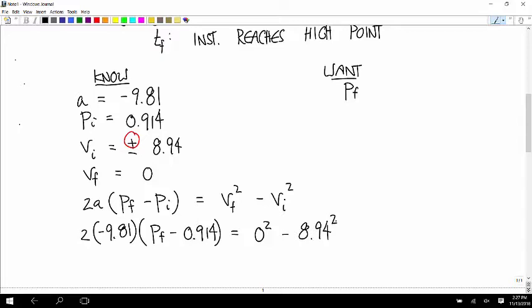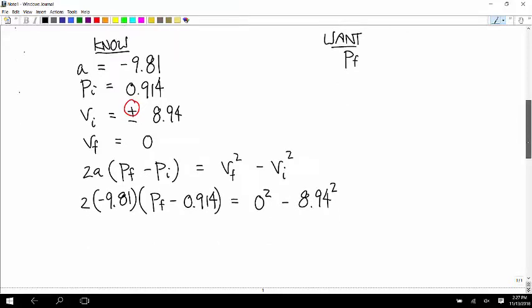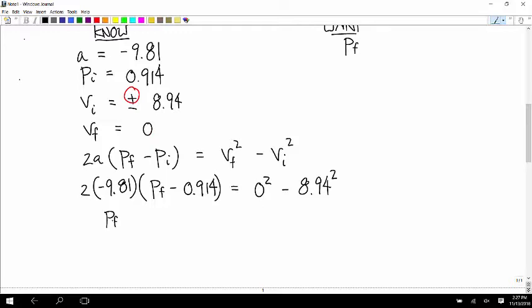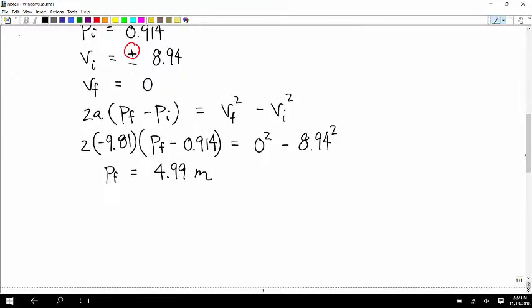And if you solve this for PF, you get PF is equal to 4.99 meters. So 16 feet or so. And then you are asked for this height in miles and in scientific notation. So now we have to convert this back to miles.